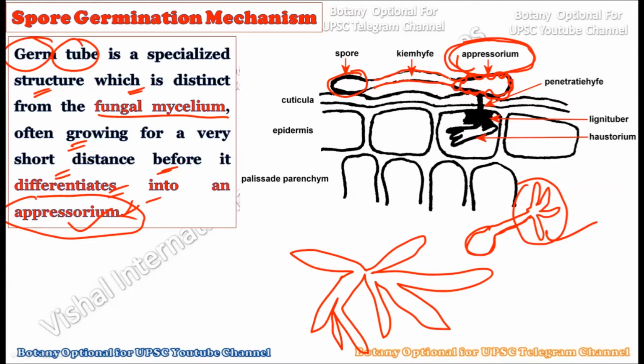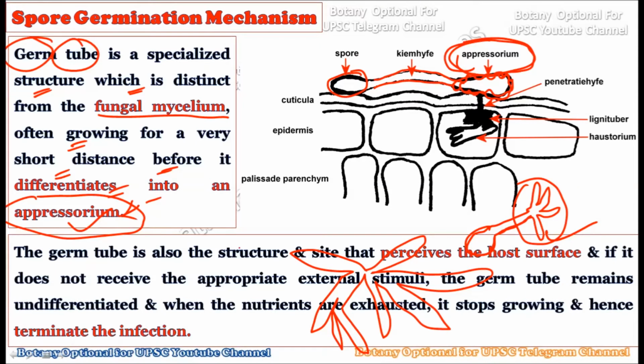So the germ tube is a specialized structure. It is not related to the fungal mycelium, and it grows a very short distance, and upon growing that short distance it differentiates and creates a very special structure called the appressorium. Now see, the germ tube is also the site that receives the host surface signal. This is very important. The germ tube formed upon germination of the spore acts as a site for the reception of the signal from the host, whether this particular host is appropriate or not. If it does not receive appropriate external stimuli, the germ tube will remain undifferentiated.